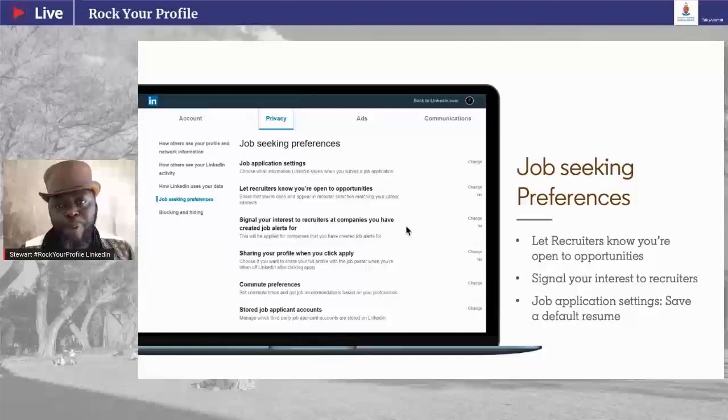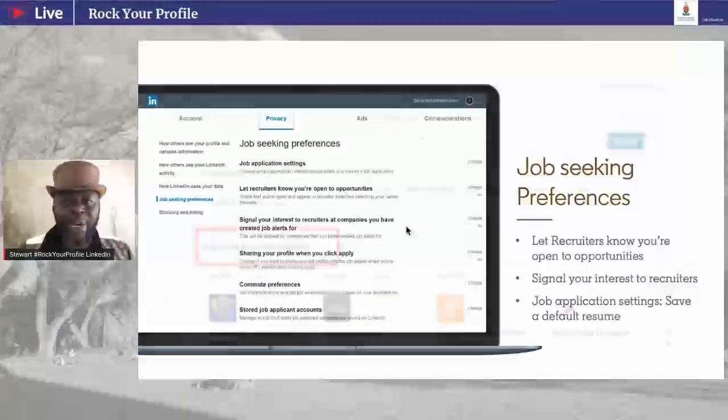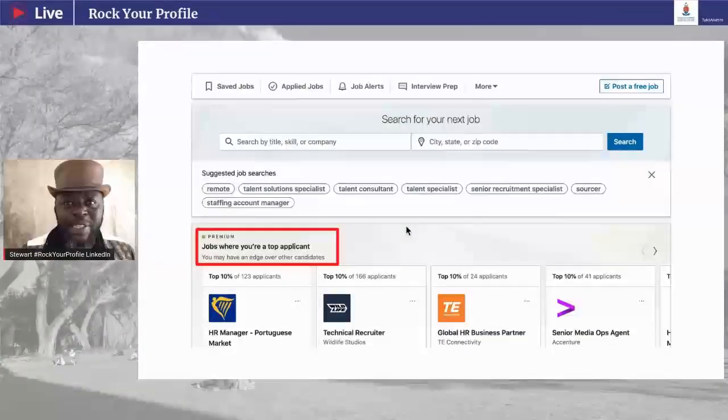When they're looking for people, they use advanced features to show and identify people that are following their brand, people that are currently open for opportunities, and people that are willing to relocate, amongst other preferences. So please take the time after this session to go in and set up your personal preferences and ensure that you will be set up for success.